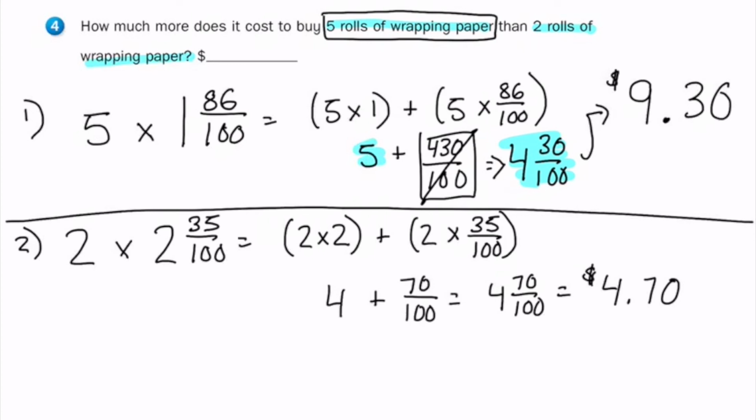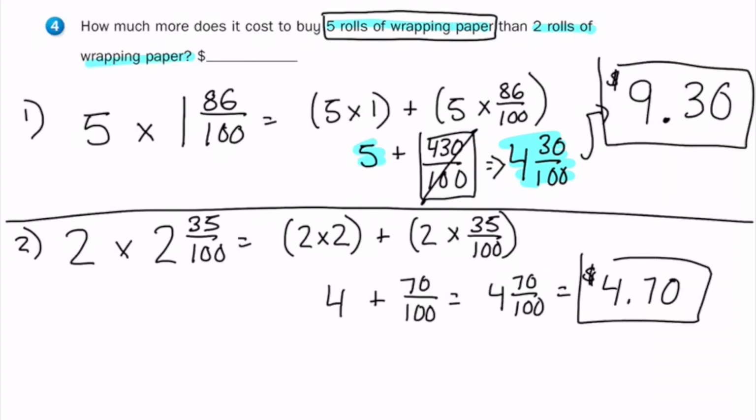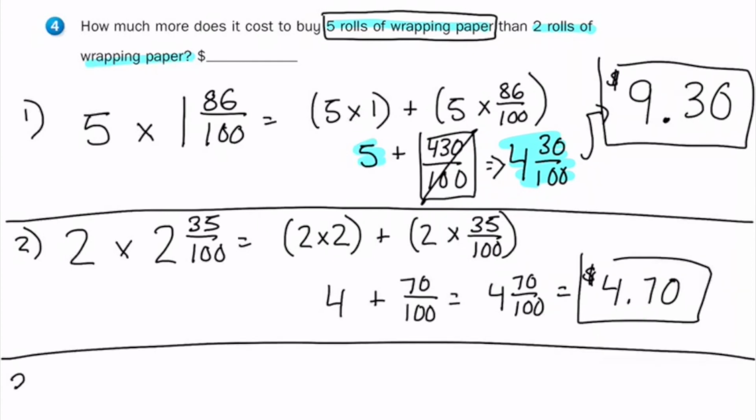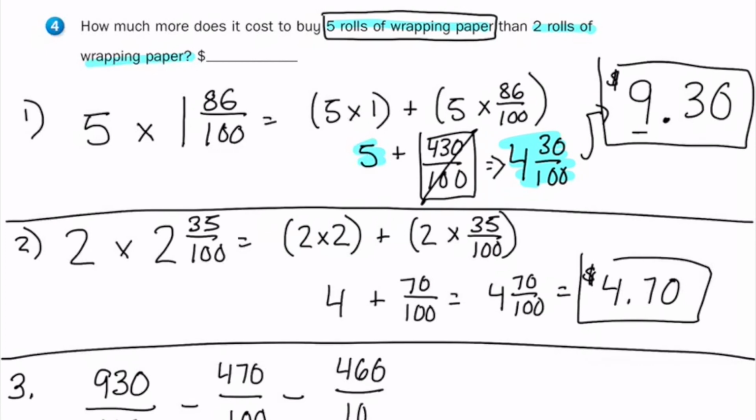So now you are going to take this as a fraction and this as a fraction and subtract them. And this is how you're going to do it. So here's step number 3. $9.30 can be written as 930 hundredths, because this 9 represents 900 hundredths, plus 30. Minus $4.70 could be written as 470 hundredths. And if you subtract 930 minus 470, you get 460 hundredths.